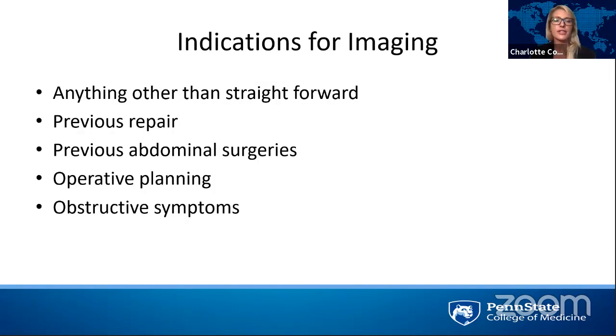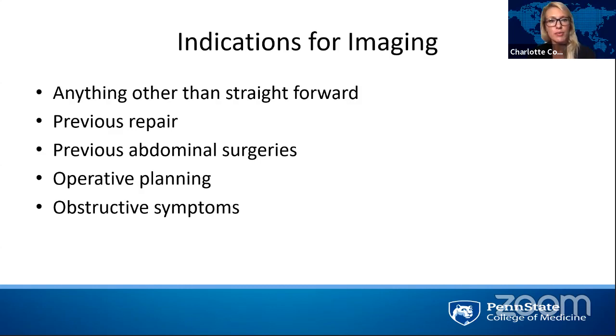So I think, as Dr. Juza mentioned, some of the indications for imaging are pretty much anything other than straightforward. If they've had any previous repairs, any sort of hernia repairs, and another thing is previous abdominal surgeries, then you can understand what anastomoses are there, what anatomy you're dealing with.